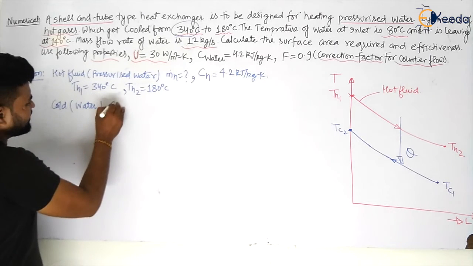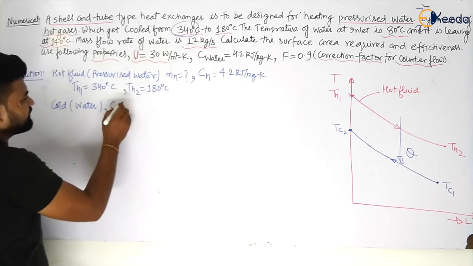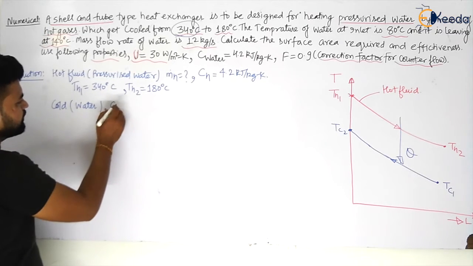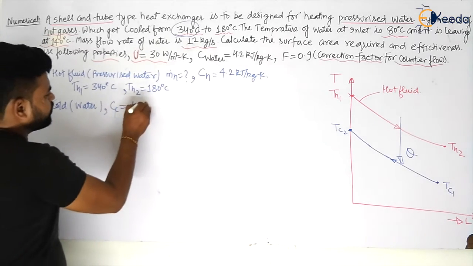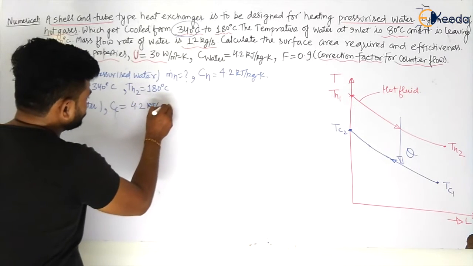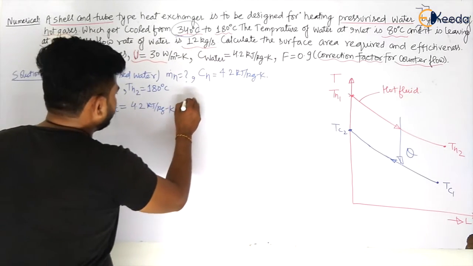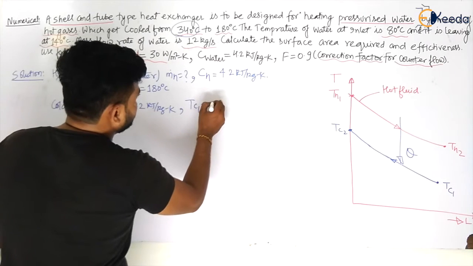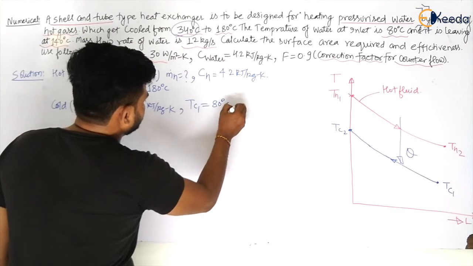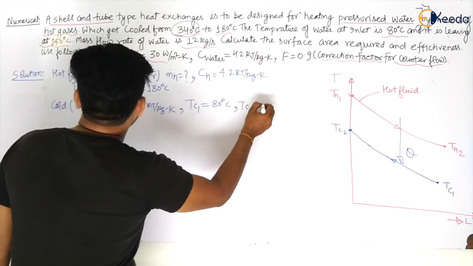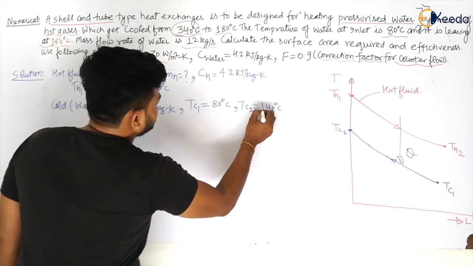And what is the specific heat for that? The specific heat for this cold fluid, Cc, will be 4.2 kilojoule per kg Kelvin, my dear students. And what is your Tc1? So Tc1 is 80 degrees Celsius, and water is leaving at Tc2, which is your 140 degrees Celsius.